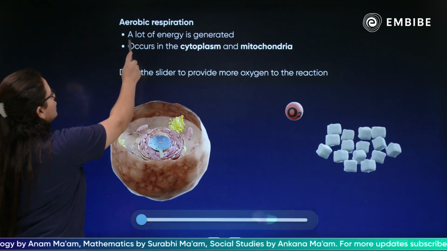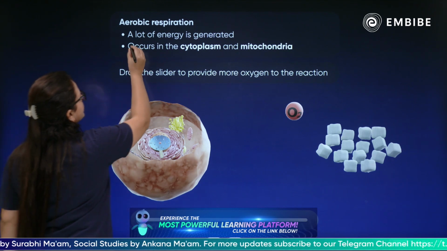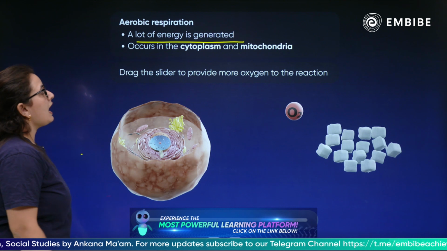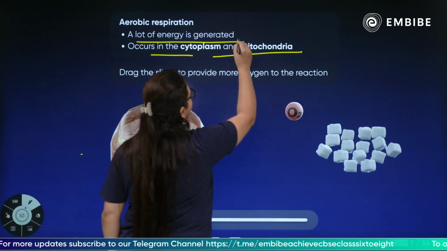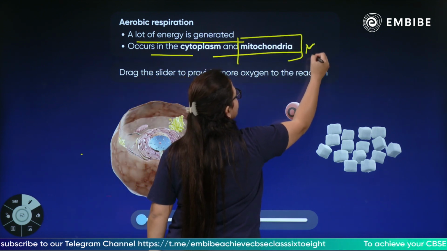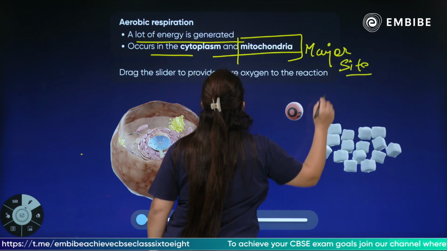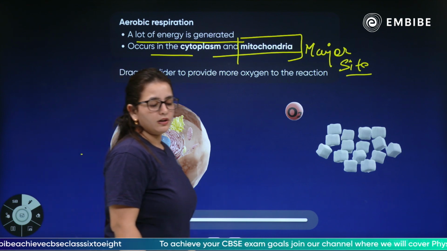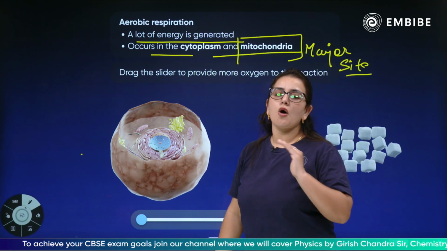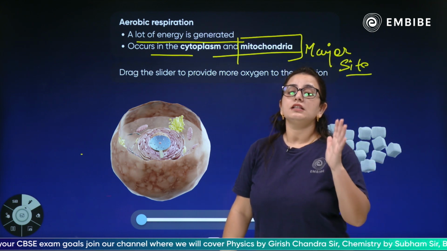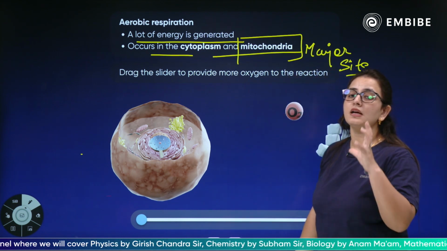If you see this, a lot of energy is generated in aerobic respiration. Yes, children, a lot of energy is being generated in aerobic respiration, and aerobic respiration starts in the cytoplasm and completes in the mitochondria, but the mitochondria is the major site. No doubt, aerobic respiration releases an enormous amount of energy, and this is because it starts in the cytoplasm and the mitochondria is the major site of aerobic respiration.